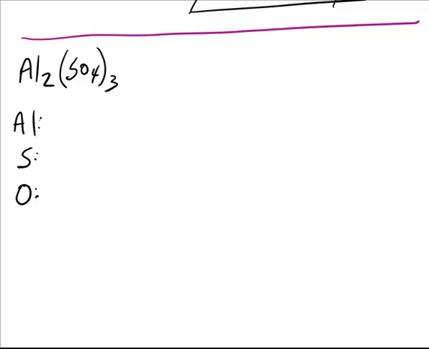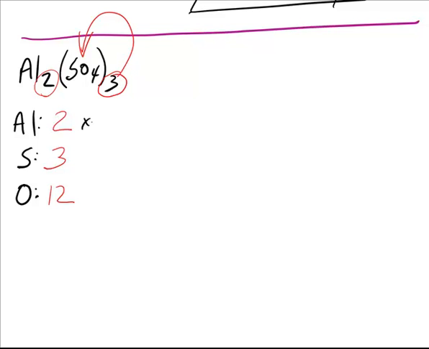And how many aluminums are in aluminum sulfate? Well, conveniently, we have that 2 there, so it's going to be 2. The sulfate is the tricky part, because if I just look at the sulfate, it looks like there's only 1 sulfur. But this 3 multiplies everything inside of these parentheses. So I really have 3 sulfur atoms in aluminum sulfate, and I have 3 times 4 or 12 oxygen atoms in the sulfate group.